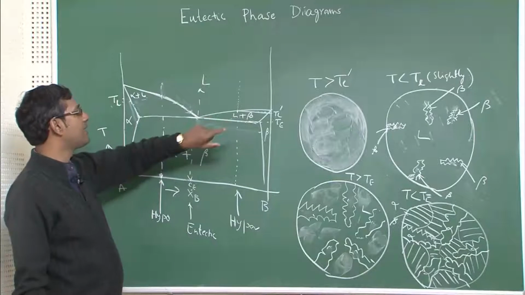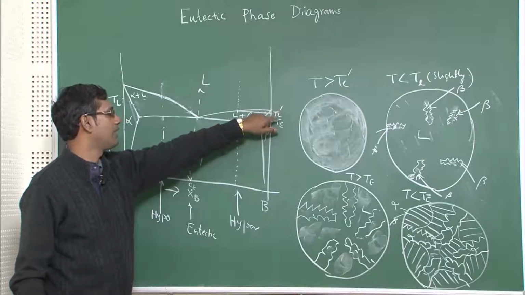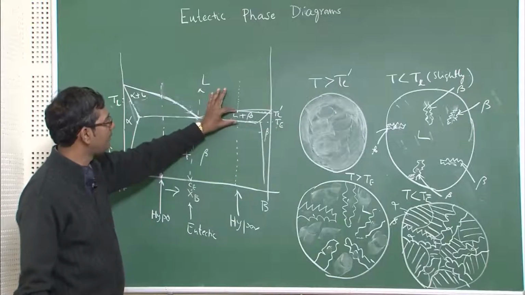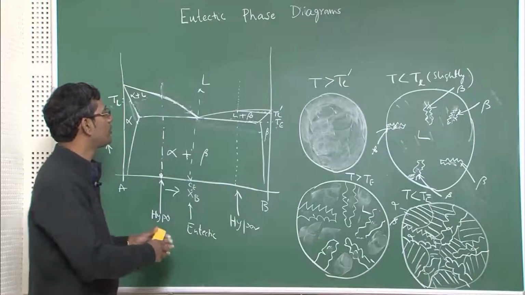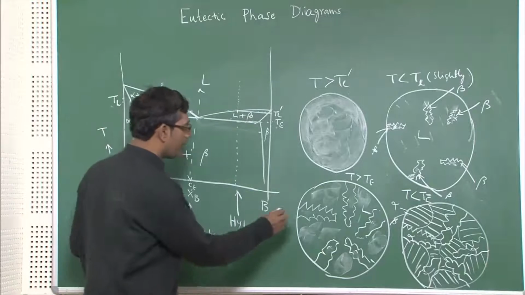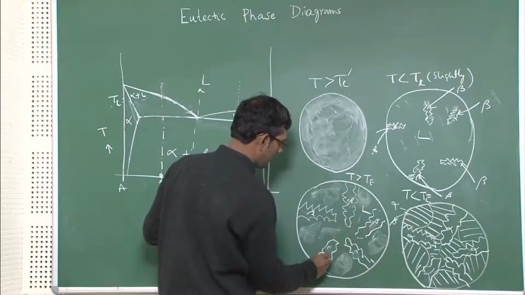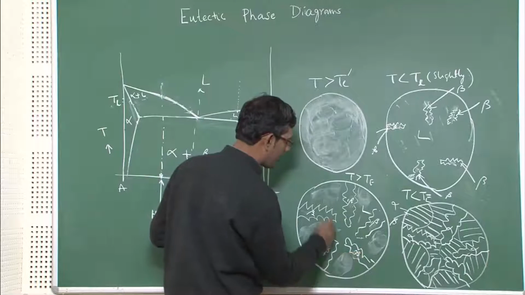And same, these dendrites will keep on growing from this TL star, TL1, TL dash to TE, this temperature range. From this to this temperature range, from here to there, it will grow, and they will become bigger. These are all beta. Slightly above the eutectic temperature, this is the microstructure.